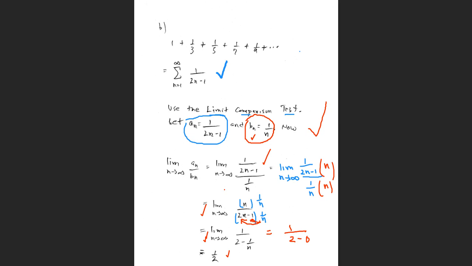Why did I pick, instead of 1 divided by 2n, v sub n to be 1 over n? Why would I do that? What do we know about the series where n goes from 1 to infinity in the terms of 1 over n? What kind of series is this? That's right. It's a harmonic series.